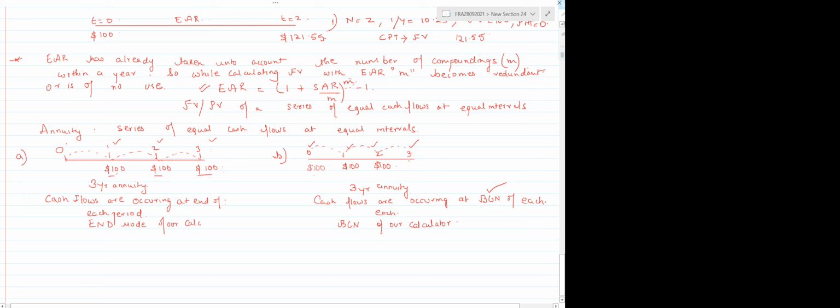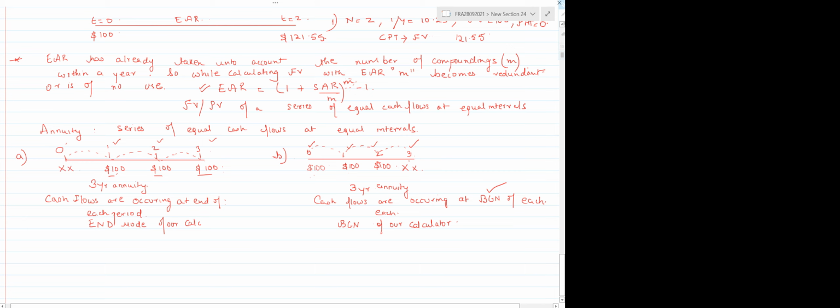Rahul, one quick question to you. In the B cash flow which you have shown, will it be a 3 year annuity or a 4 year annuity? That would be a 3 year annuity, because see, there are three cash flows at three intervals. Oh, okay, sorry. I thought 4 because you had a tick on top of 3 as well. No, that's why I asked. Okay, understood.